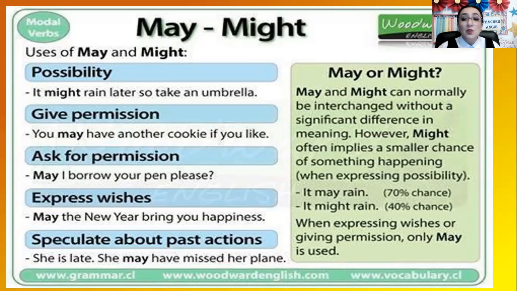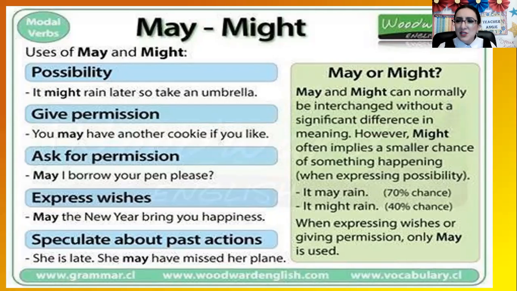Also, if you want to speculate about past actions, yes, indeed. For example, she's late. She may have missed her plane. Oh, she is sick. She may have eaten something bad. That is how we are going to be using may and might.